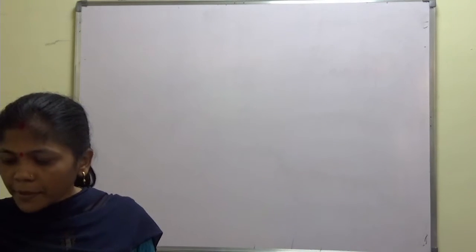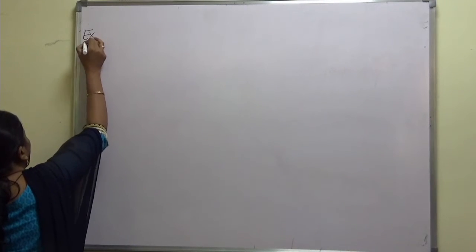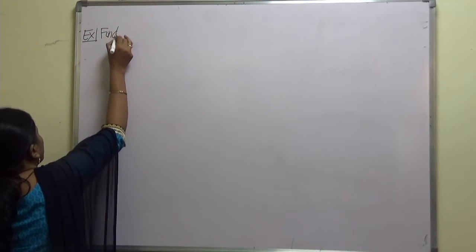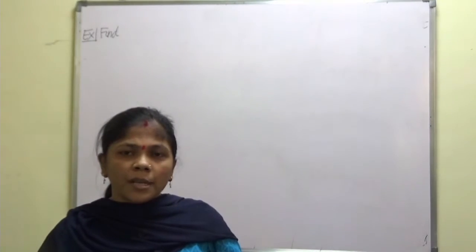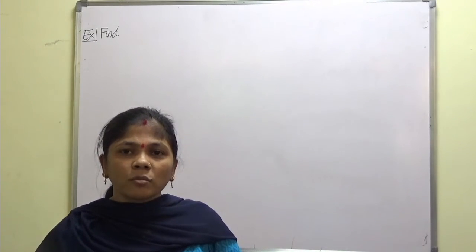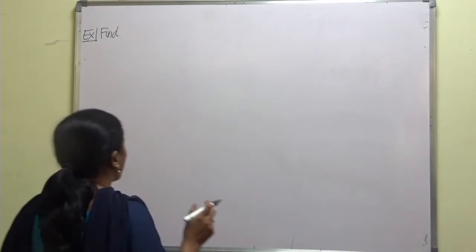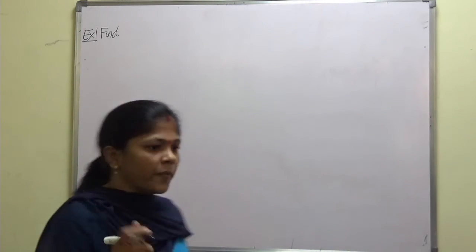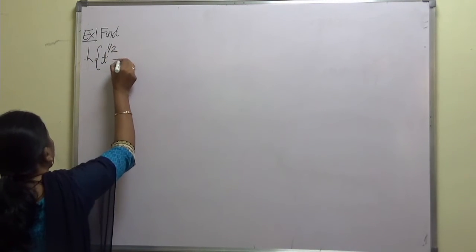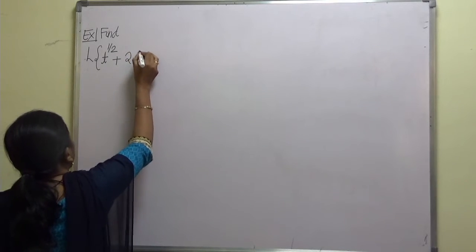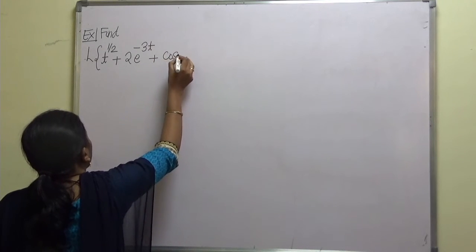Okay, so the very simple example which I am considering here is find the Laplace transform of. Remember, to solve the example one should remember the Laplace transform of the common algebraic functions as well as the elementary functions, right? So find Laplace transform of t to the power half plus 2 times e raised to power minus 3t plus cos of 4t.